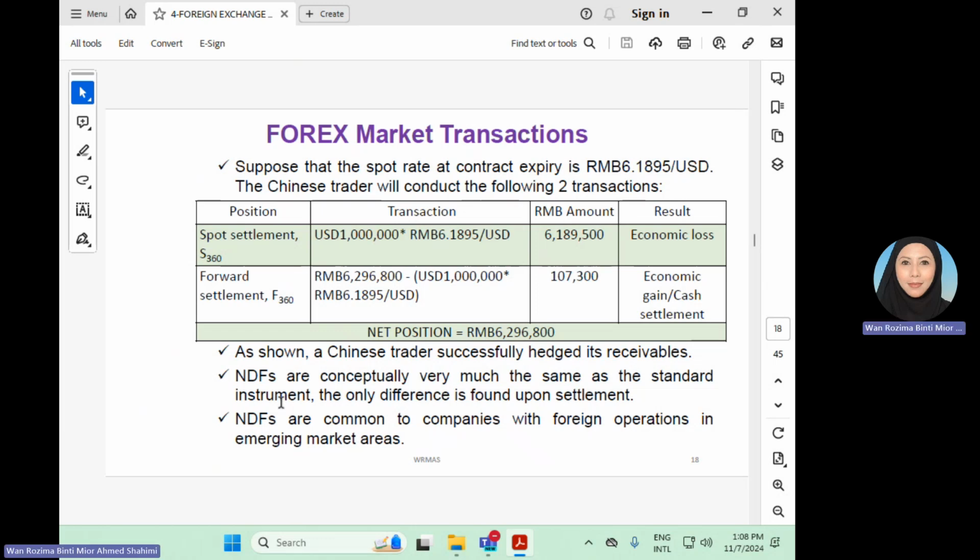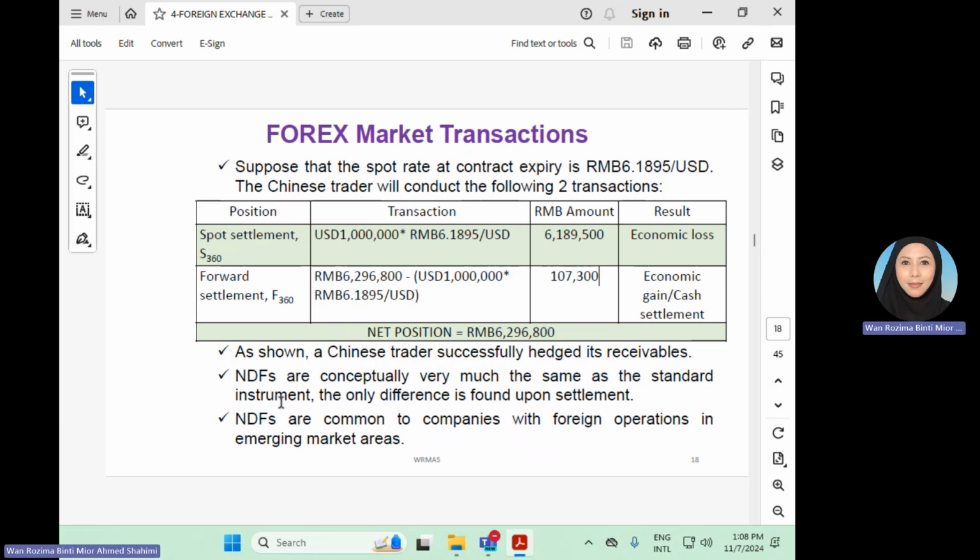Okay. First, we talk about the settlement. Forward rate is like a physical delivery, based on the forward rate. Meanwhile, for NDF, it is the difference between the NDF rate and the spot rate. Number two, the difference is the settlement currency.